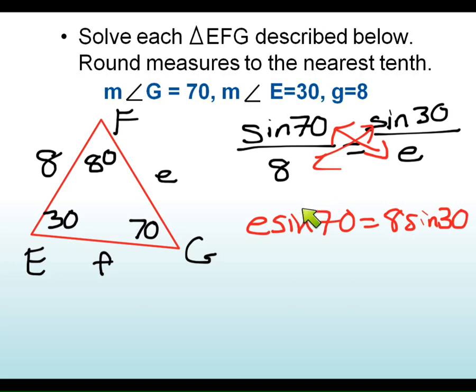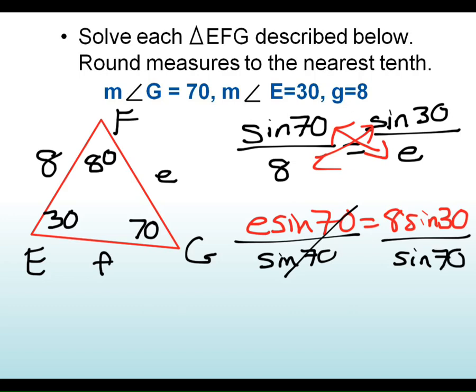I'm trying to solve for E, so I'm trying to get E by itself. I'm multiplying by sine of 70, so to undo that, I'm going to divide by the sine of 70. That cancels. So on my calculator, I want to take 8 times the sine of 30 and divide that by the sine of 70. So 8 times the sine of 30, that should be 4, divided by the sine of 70. If you round, you get about 4.3.